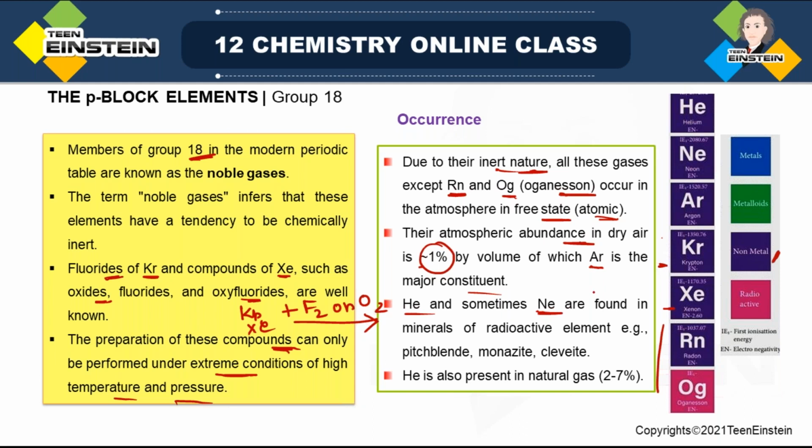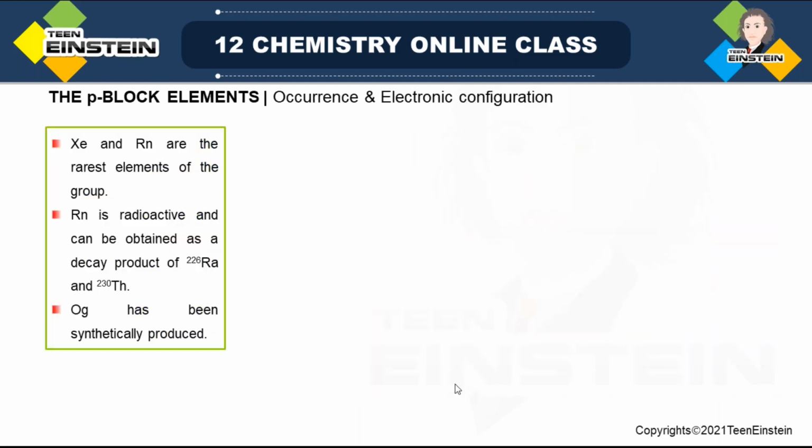Helium and sometimes neon, that is the first two elements, they are found in minerals of radioactive element. For example, pitchblende, monazite, cleveite. And helium is also present in natural gas, and the amount of helium is 2 to 7%. So if it is asked what is the source of helium, suppose there are some options given, so answer will be natural gas. So these are the occurrence, but we will see some more points related to occurrence.